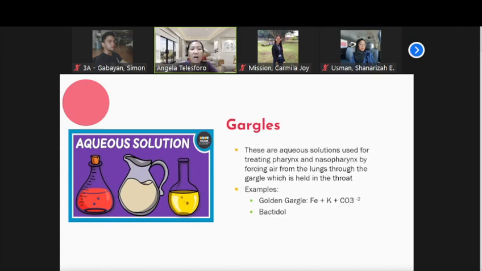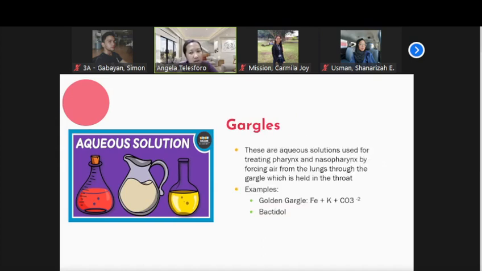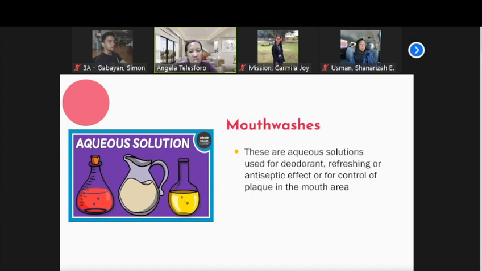Gargles, you know this one. These are aqueous solutions used for treating pharynx and nasopharynx infection. So we have Bactidol. You know Bactidol. That is a gargle. A gargle is different from a mouthwash. We use gargle if there is infection, for treating. Mouthwashes, on the other hand, are for antiseptic purposes only.